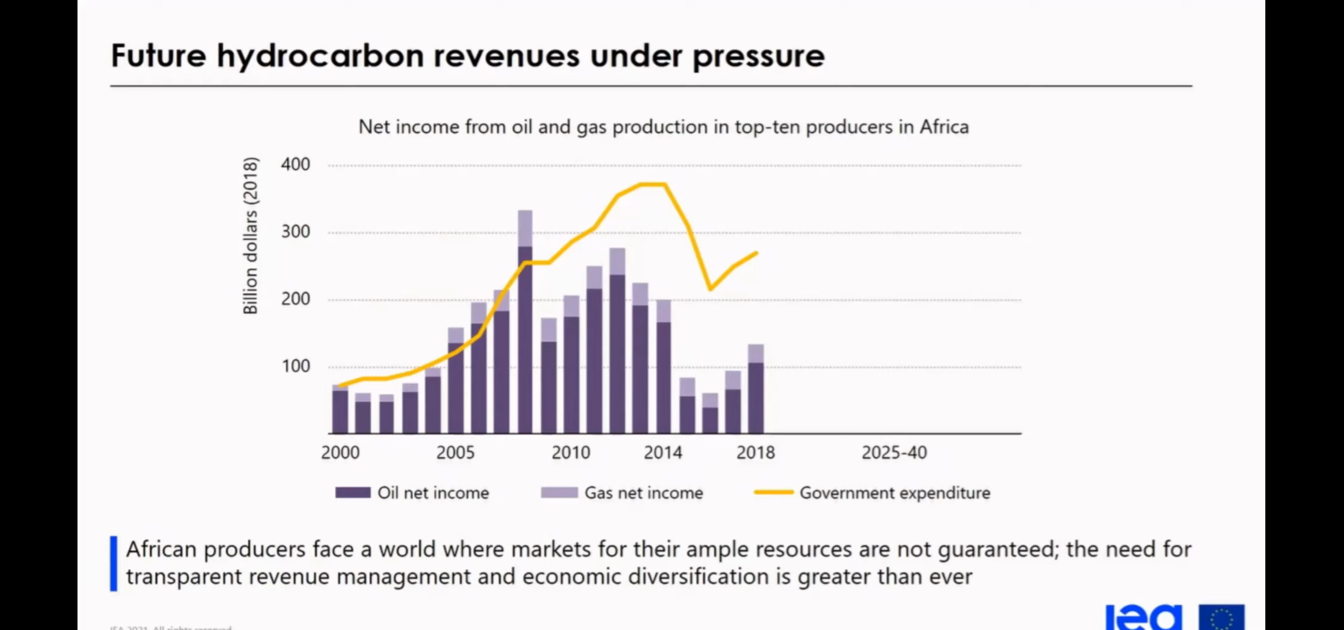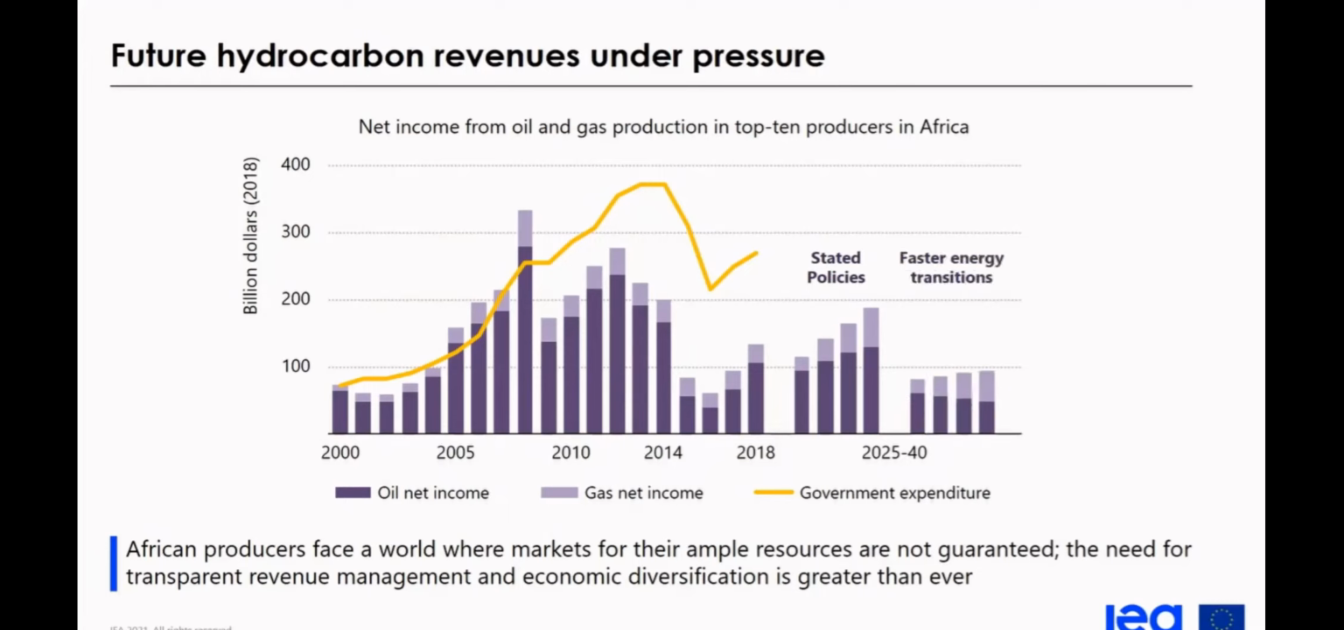What can the future look like? So again, we need to make assumptions, to make different scenarios. Under a stated policy scenario we did last year, we would expect to see, based on the prices and the levels of production, that the top 10 producers in Africa could go back to levels of revenues which are the average of the last decade.